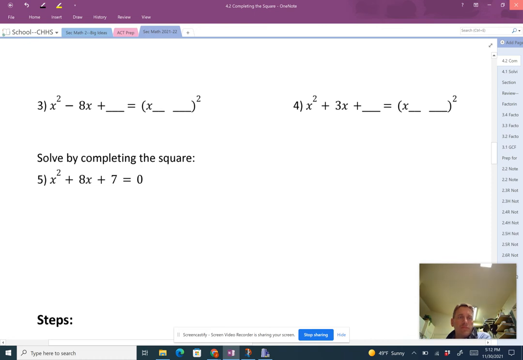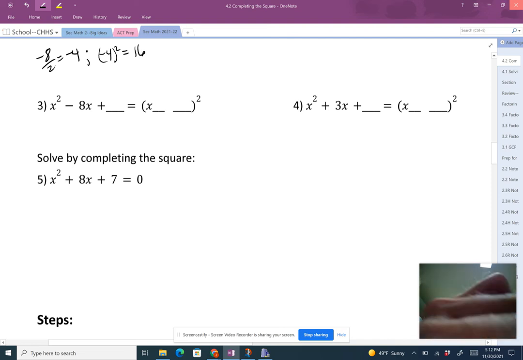Oh, I skipped 3 and 4. Excuse me. Negative 8. Negative 8 divided by 2 is negative 4. And negative 4 squared is 16. So I add 16. And over here I put x minus 4 squared.